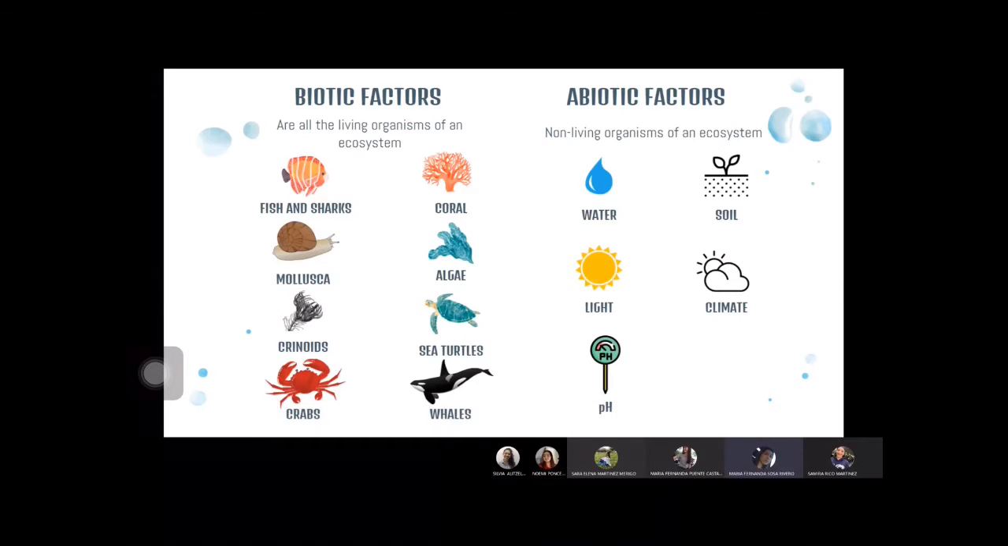Some biotic factors that affect this ecosystem are the fish and sharks, coral, mollusca, algae, crinoids, sea turtles, crabs, and whales. The biotic factors are all the living organisms of an ecosystem. Then the abiotic factors are the non-living components of an ecosystem. And some examples that affect this are the water, soil, light, climate, and pH.